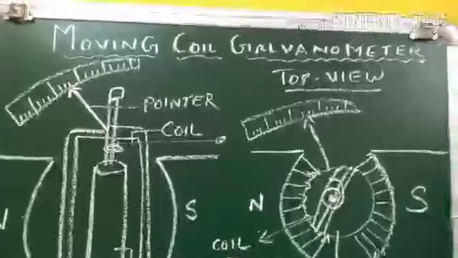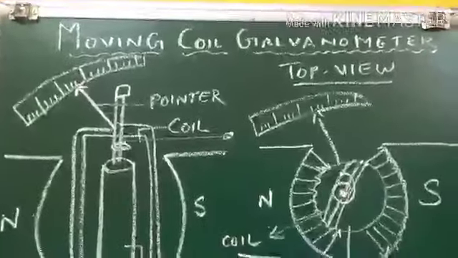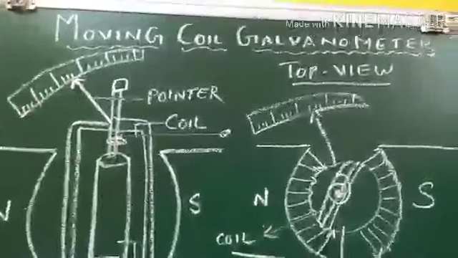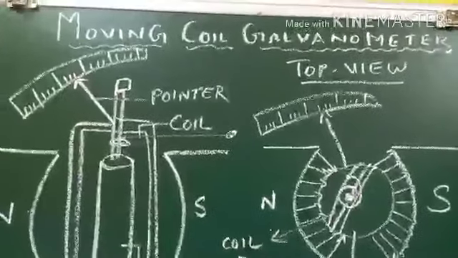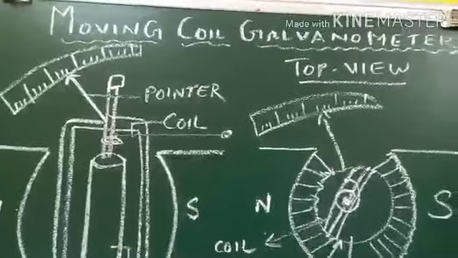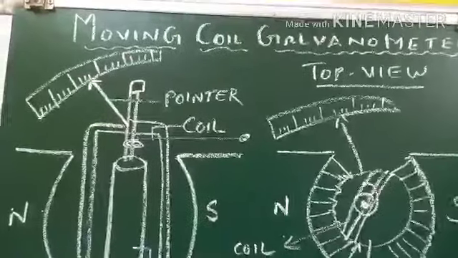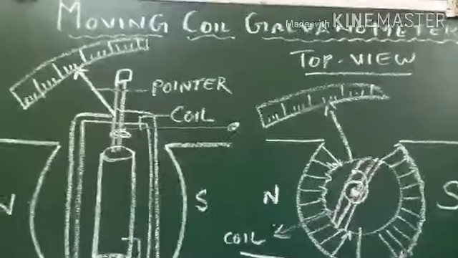Yes, children, now we are going to discuss a very important topic, that is the moving coil galvanometer. Okay, so what is a galvanometer? All of you know, it's an instrument to detect current in the circuit. In a galvanometer, the main two parts are a magnet and a coil.